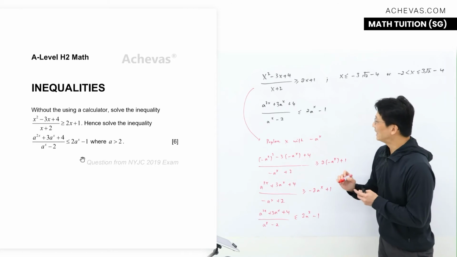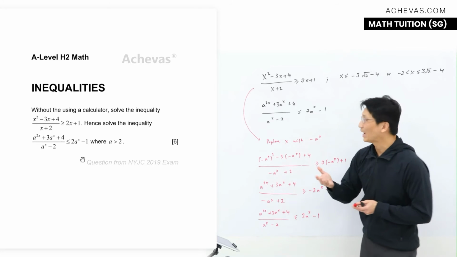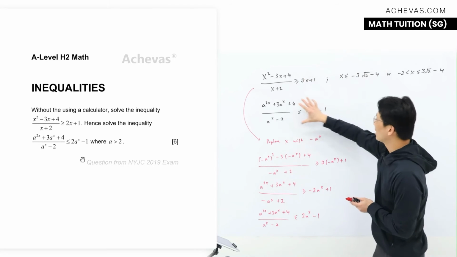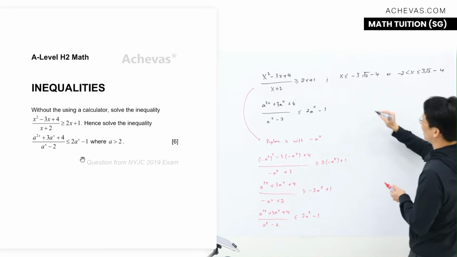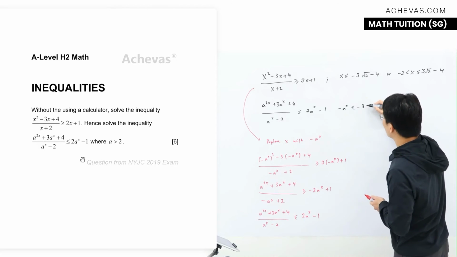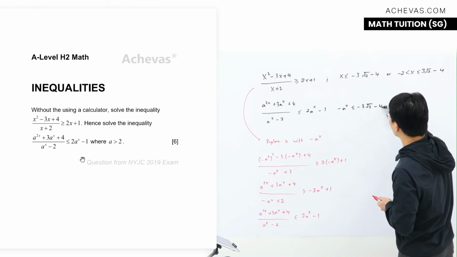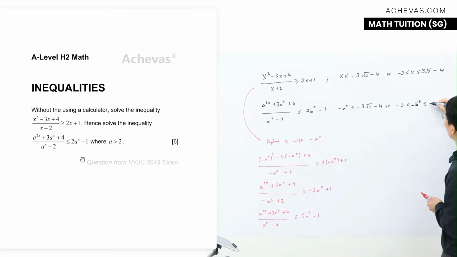And therefore, since the replacement is replace x with minus a to the power x and the solution for this is this, therefore the solution of this will just simply be replacing our x with minus a to the power x lesser or equal to minus 3 root 2 minus 4 or minus 2, and minus a to the power x is between minus 2 and lesser or equal to 3 root 2 minus 4.